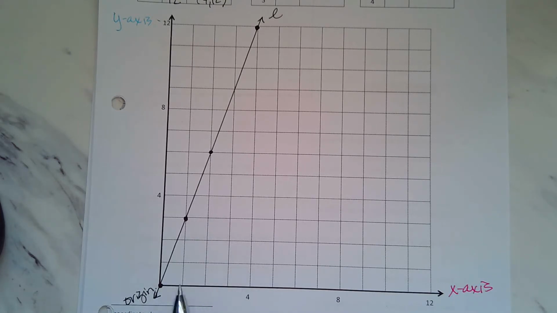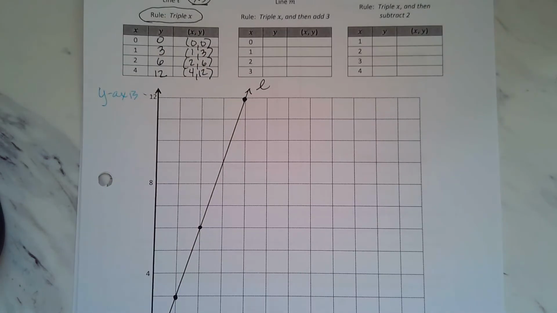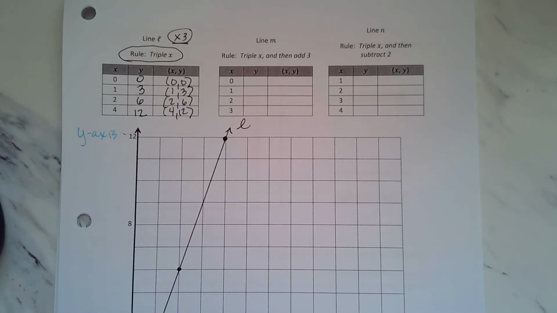One other thing we didn't talk about is making sure you understand what intervals your coordinate plane is counting by. So here, 1, 2, 3, 4, 5, 6, 7, 8 is just going by ones on the x-axis. It's going by ones on the x-axis. So say the rule for line M. Triple x and then add 3.